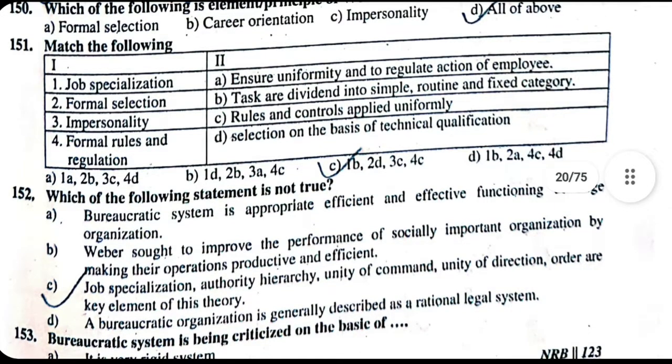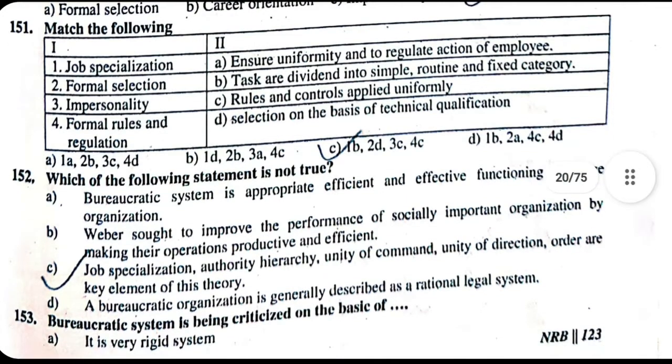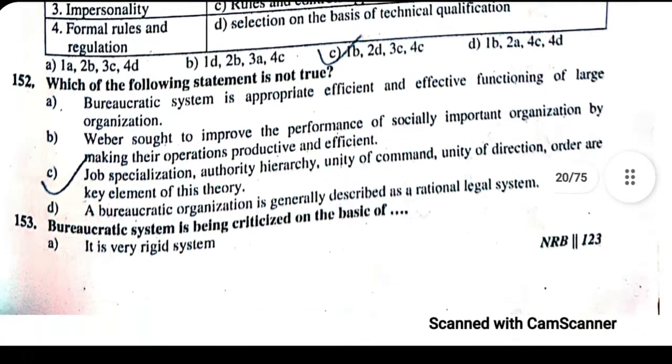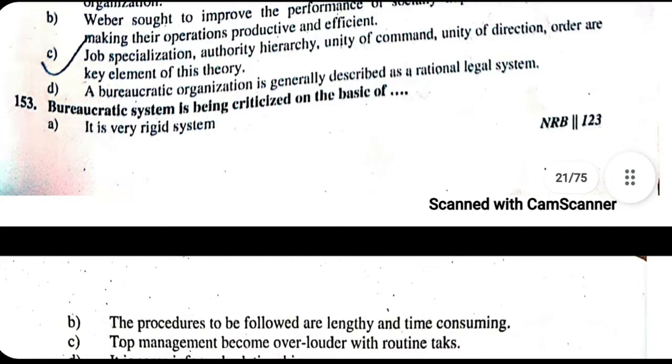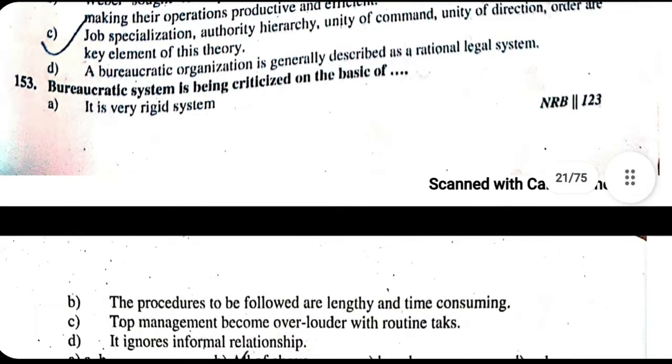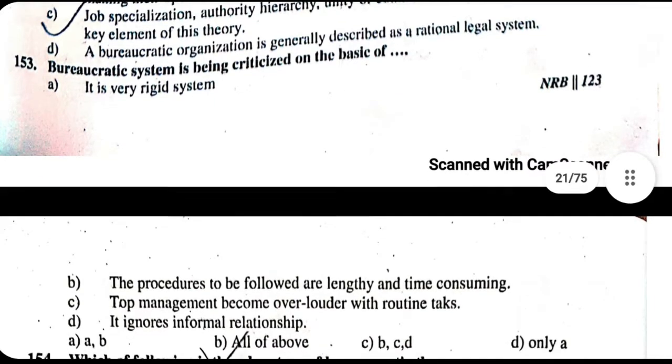153. Bureaucratic system is being criticized on the basis of: A. It is very rigid system. B. The procedures to be followed are lengthy and time consuming. C. Top management become overloaded with routine tasks. D. It ignores informal relationship. Correct answer is B, which is all of above.